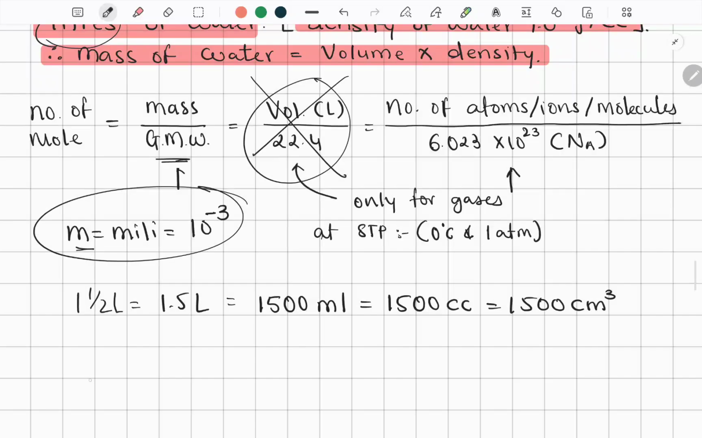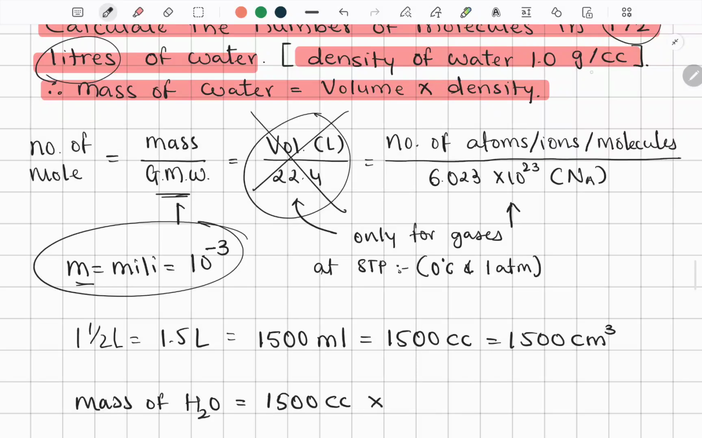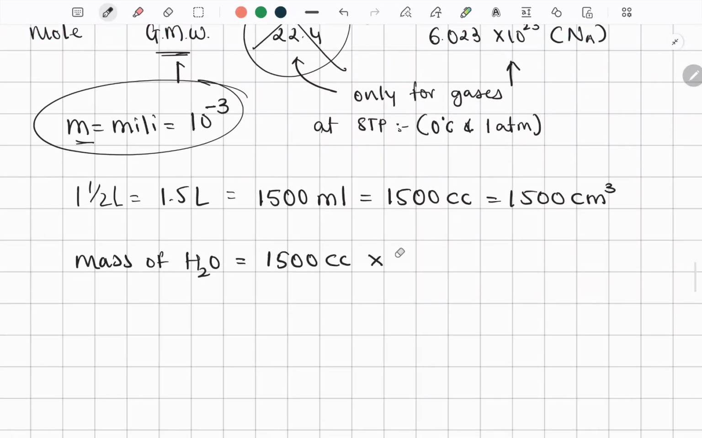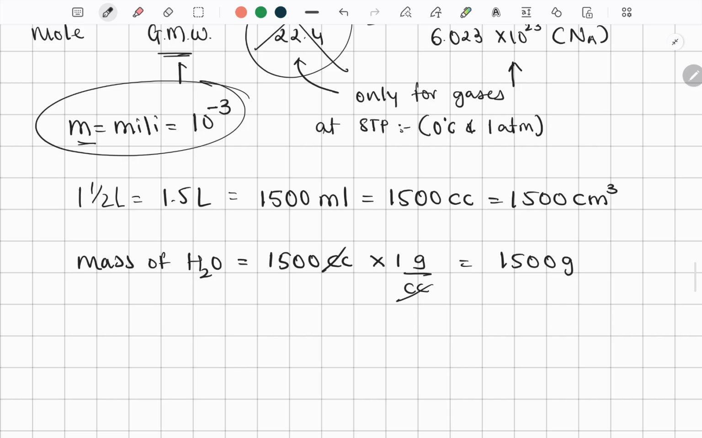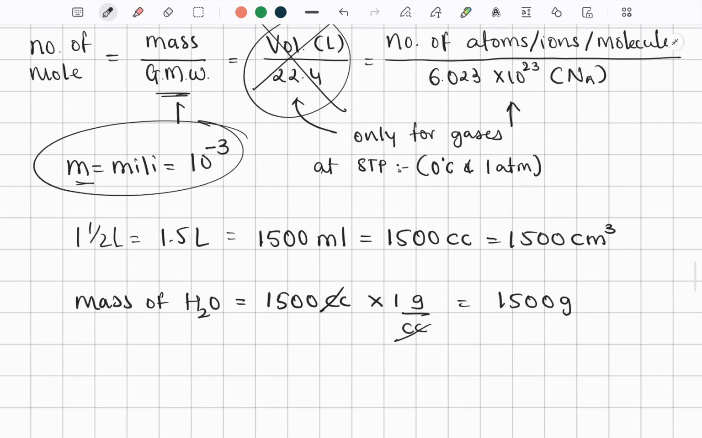So let's use the mass of water formula. Mass of water is equal to volume, which is 1500 ml or cc, into the density. The density is 1 gram per cc. So cc will cancel and we'll get 1500 gram. So the mass of water is 1500 gram.